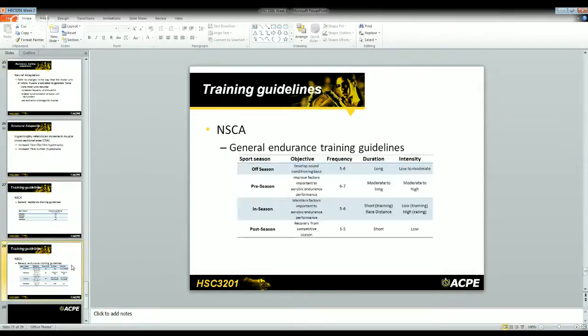Now with our endurance in that off-season, again, 5 to 6 times per week. Long duration, low to moderate intensity. Pre-season, moderate to long duration, and intensity increases. In season, 5 to 6 sessions. Short, low training, high for racing. So the intensity increases, the volume decreases.